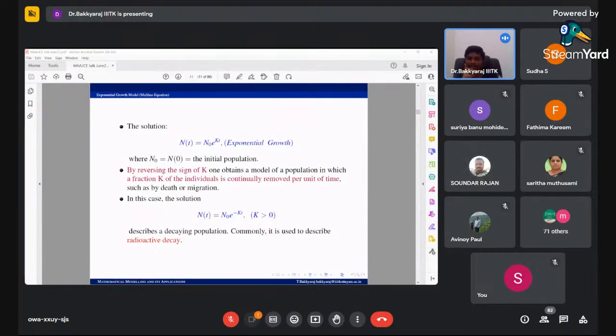Whether it is realistic? It seems like unreal. Unrealistic, yes. Why is it unrealistic? N tends to infinity means we will have infinite bacterial growth. Infinite, yes, sir.